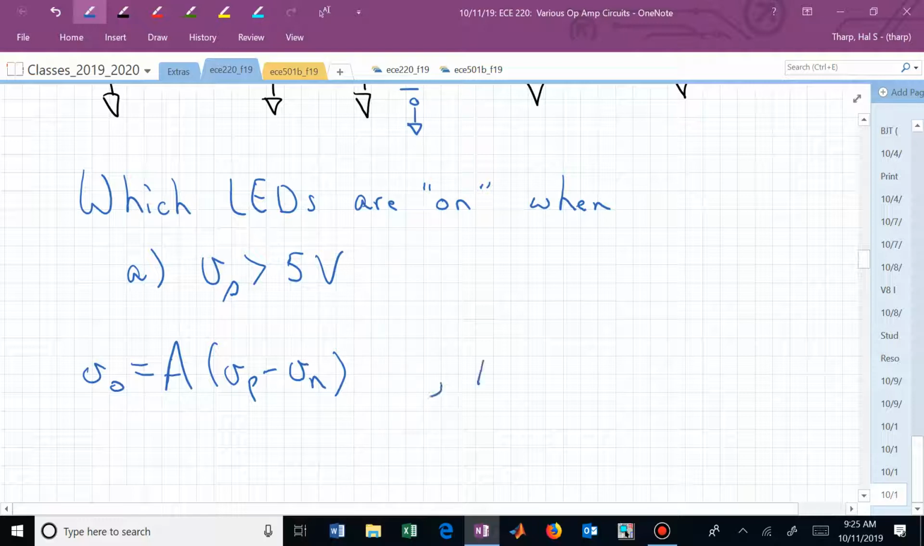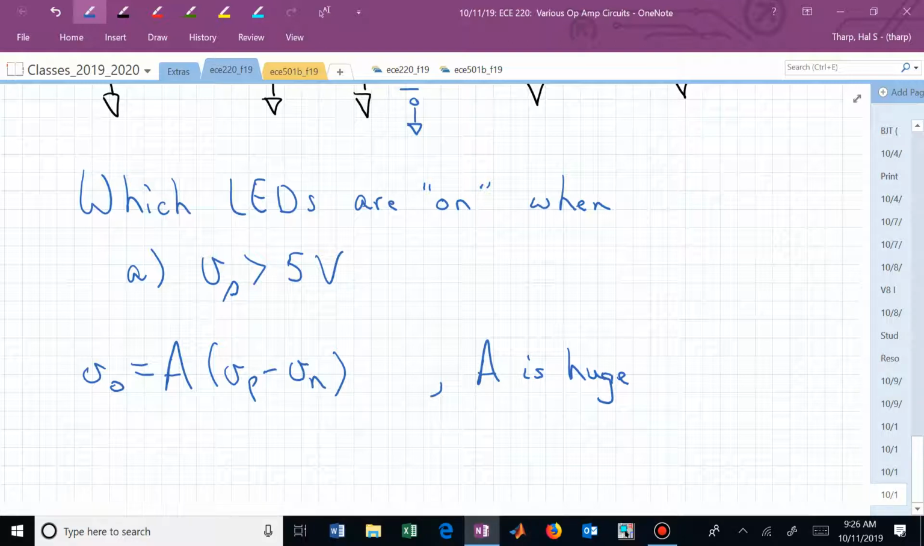And A is huge, bigger than 10,000. Which means that if V sub p is a little bigger than V sub n, V sub O is going to... If V sub p is bigger than V sub n, what happens to the output voltage? If you just applied this functional formula, you would say, oh, it's 10 to the 5th times whatever that voltage difference was.